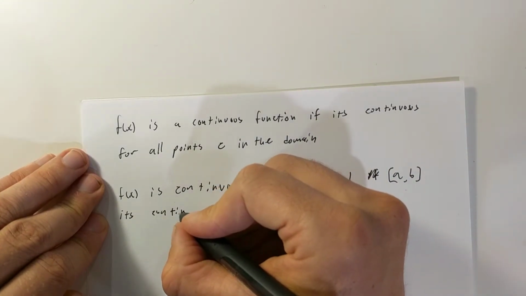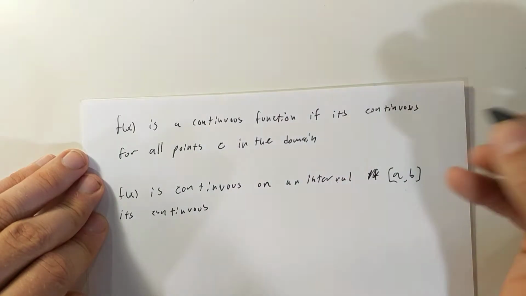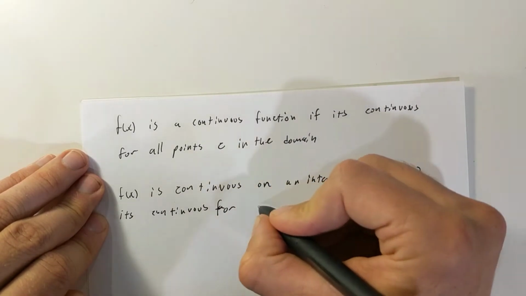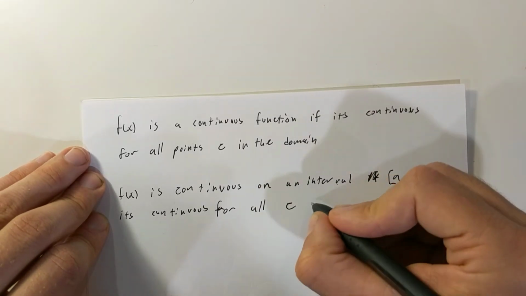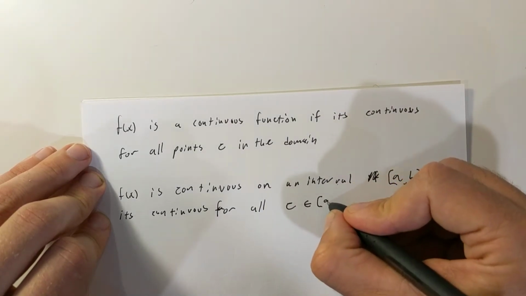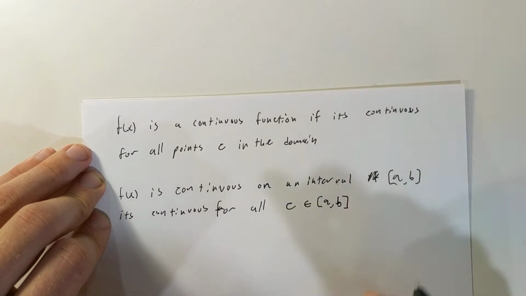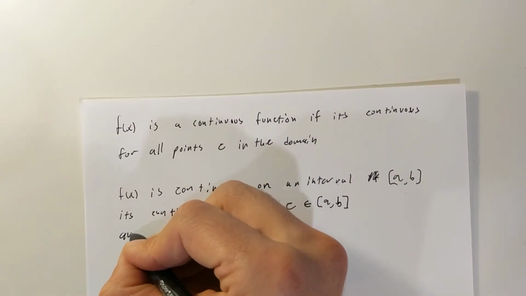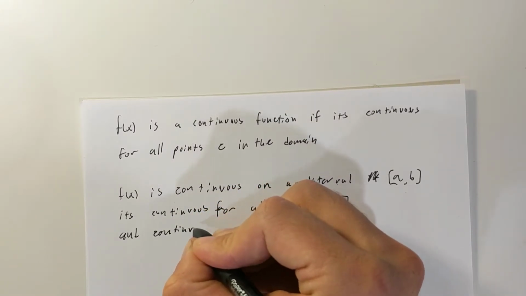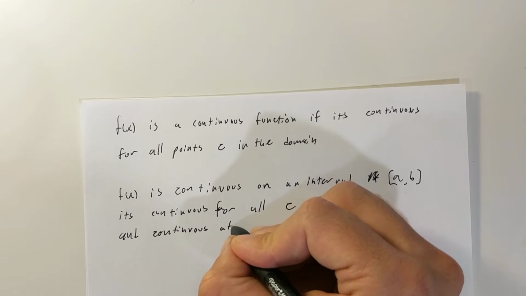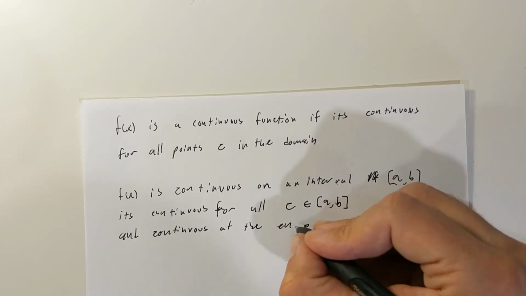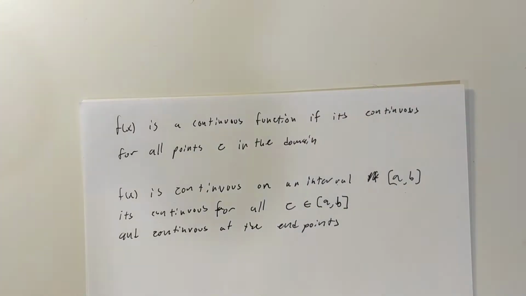if it's continuous for all c inside of a to b, and we'll put and continuous at the endpoints. So we'll say that too. That should probably work out pretty well. So that's your continuous functions. Continuous functions have no discontinuities in them. Continuous on an interval just means there's no discontinuities on that interval.